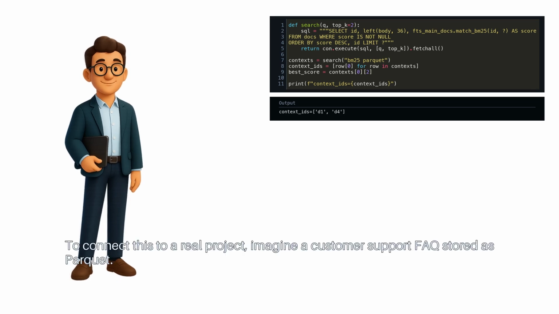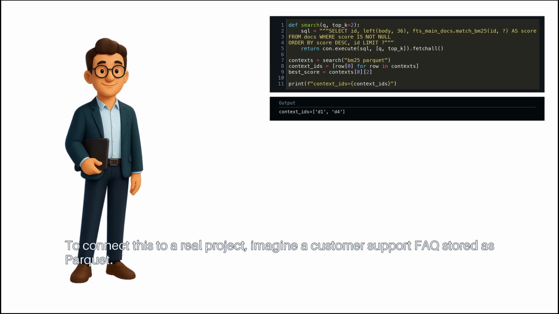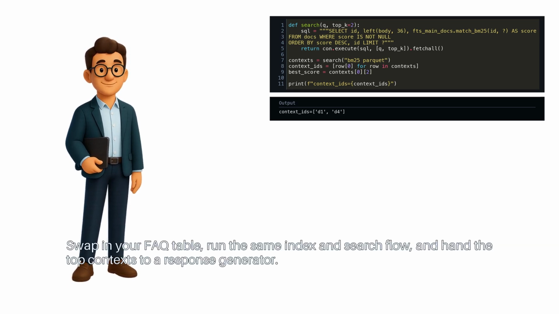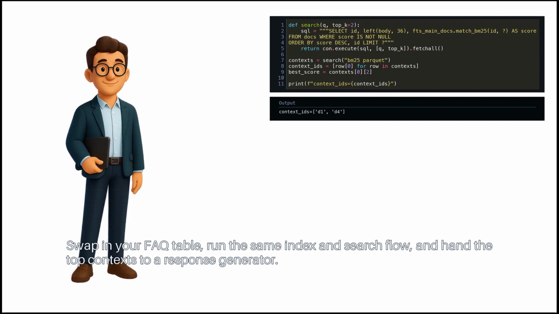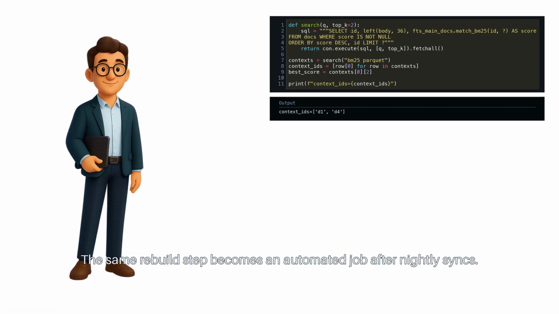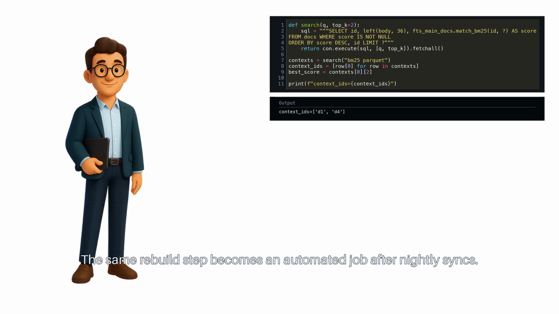To connect this to a real project, imagine a customer support FAQ stored as Parquet. Swap in your FAQ table, run the same index and search flow, and hand the top context to a response generator. The same rebuild step becomes an automated job after nightly syncs.